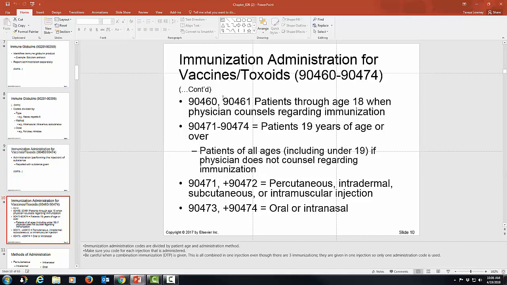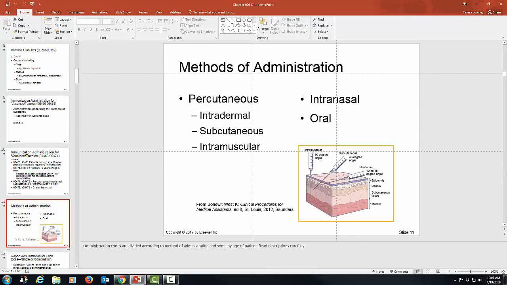So, if you have a pediatric patient who's coming in for a well-child checkup, you're going to code that well-child checkup, and your immunizations are going to use your 60 and 61 codes, and they're going to be in addition. So you need to make sure that you're coding those correctly, okay? So be careful when you're doing combination immunizations. For example, a DPT. This is all combined in one injection. Even though there's 3 immunizations that you need to document, you're only going to give one administration code.